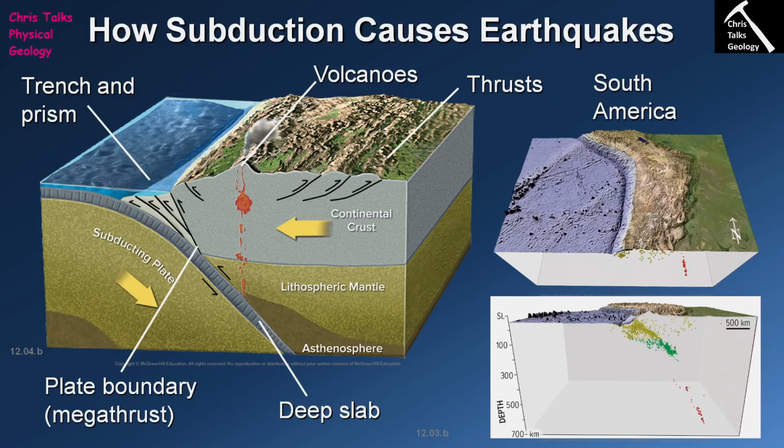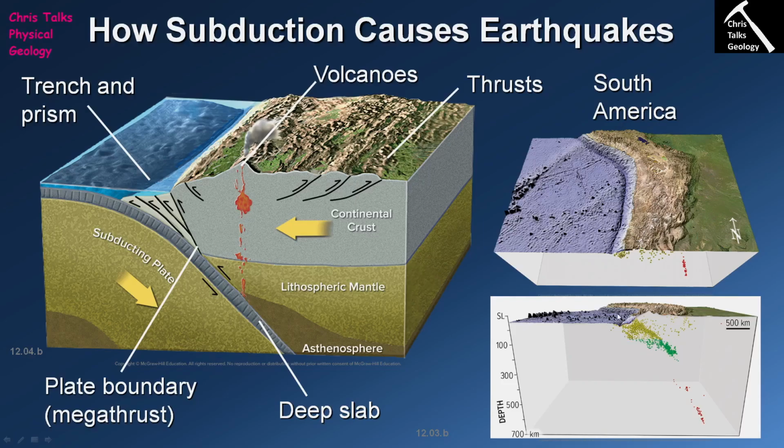So even though we can't see it very easily, we can use the earthquake activity associated with this piece of subducting oceanic crust to actually show us where it's going. And of course, this is a very helpful and very powerful tool for geologists. It helps us to really understand what's happening with respect to subduction at these convergent plate boundaries.